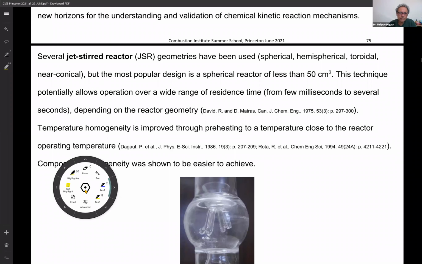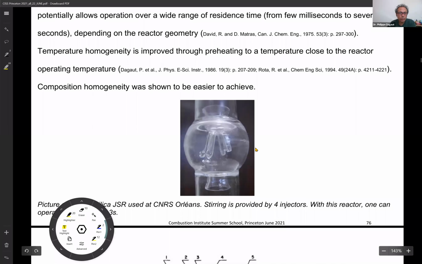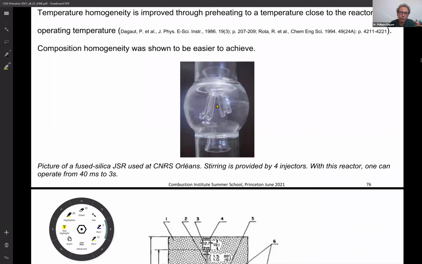Temperature homogeneity is very important, and it can be improved through preheating. We preheat the reactants before they enter the reactor at a temperature close to the reactor operating temperature. And this is what we've been doing for a while. Composition homogeneity was shown in previous work to be relatively easy to achieve, and this can be verified by probing along the axis of the reactor. This is the reason why we are using this pyramidal configuration, which allows you to move a thermocouple to the top of the reactor.